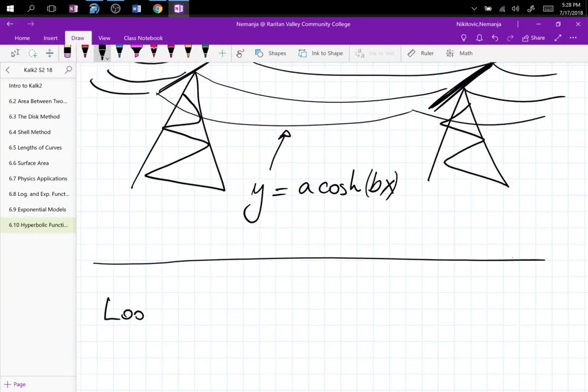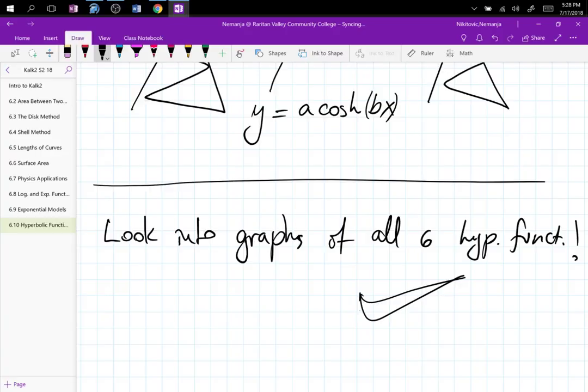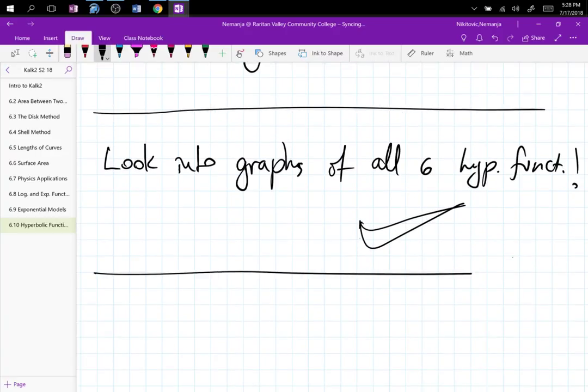Look into graphs of all 6 hyperbolic functions. Calculus of hyperbolic functions.